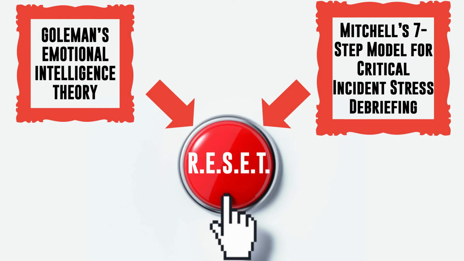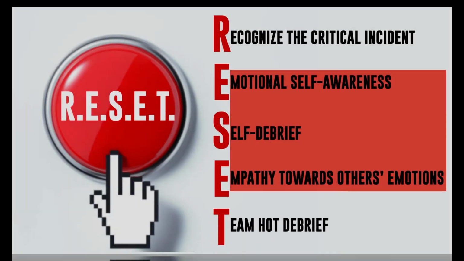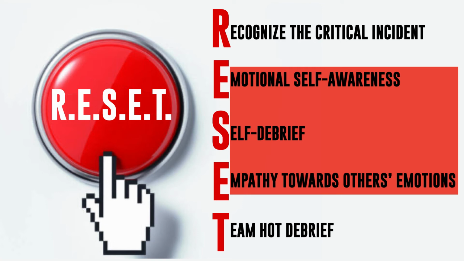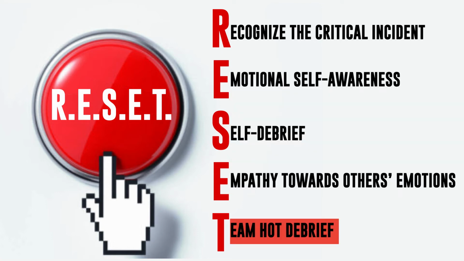Now that we've talked about the framework of Goleman's emotional intelligence theory and Mitchell's 7-step model for critical incident stress debriefing, hopefully you can understand where all these letters came from: emotional self-awareness, self-debriefing, and empathy towards others' emotions. That leaves us with only one letter left of the R.E.S.E.T mnemonic. T for Team Hot Debrief.